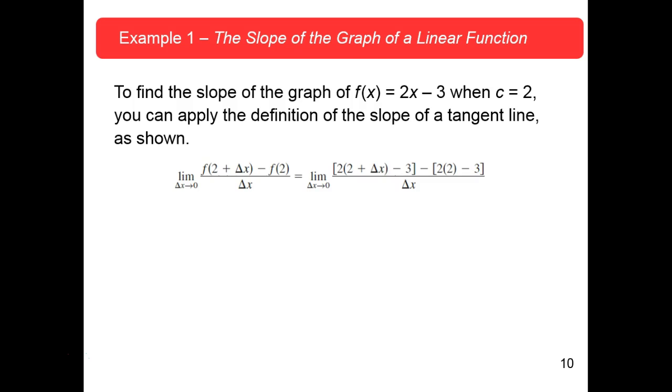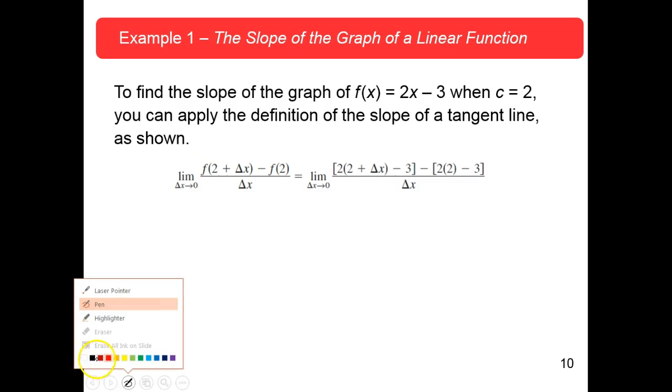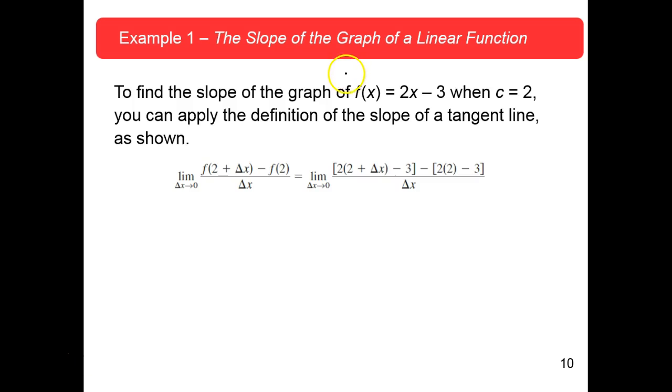So, let's do what they tell you to. We're doing c equal to 2, so it's f of 2 plus delta x minus f of 2, divided by delta x. You recognize that? That's the slope of the secant line, and you're going to let the limit as delta x approaches 0. So what is f of 2 plus delta x when this is your f?